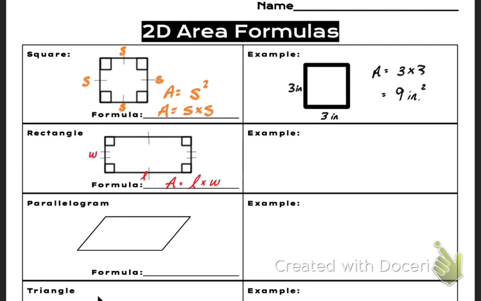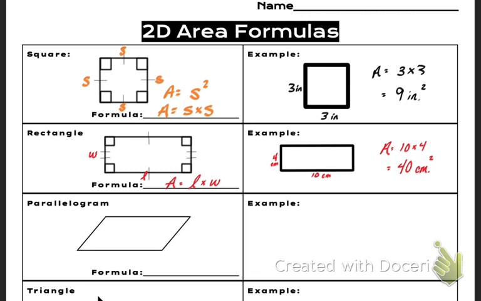Looking at an example for a rectangle, let's just draw one here, and we'll say that our length was 10 and our width was 4. To find that area, we would just take 10 times 4. And this one, let's go centimeters for our units. When we multiply this, we're going to end up with 40. Our unit is centimeters squared. That would be our solution.